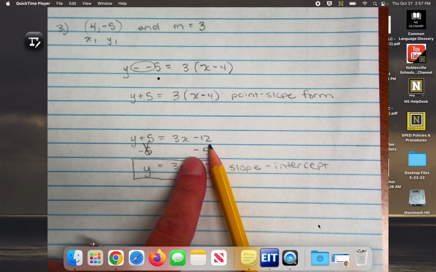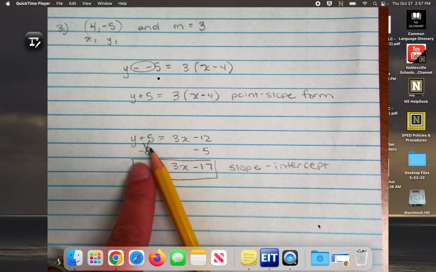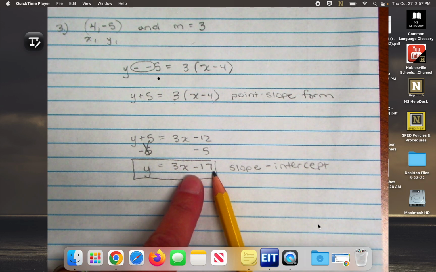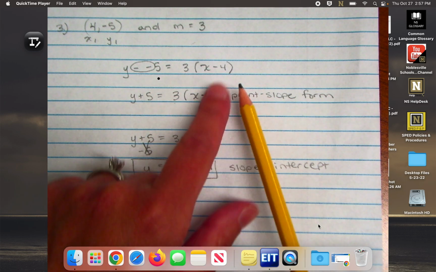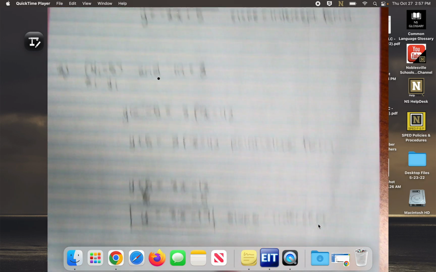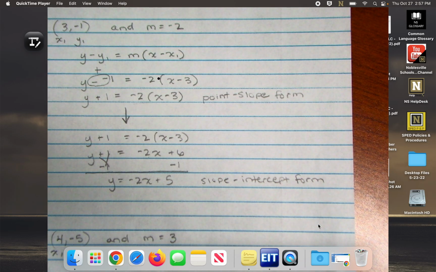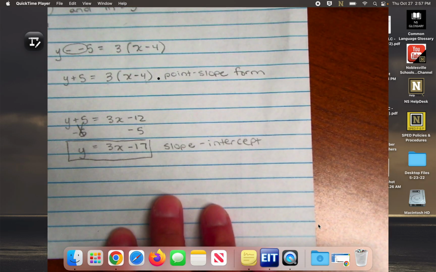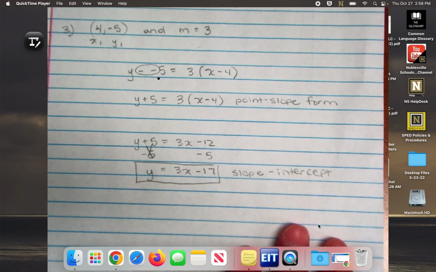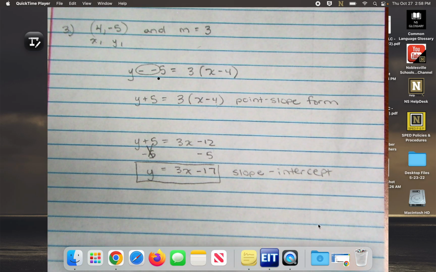And then I had to subtract 5. The 4 is positive though. Right, but remember the formula is x minus x1. So that should be a negative 4 in there. I still got the correct answer. Good question. Does anybody else have questions?